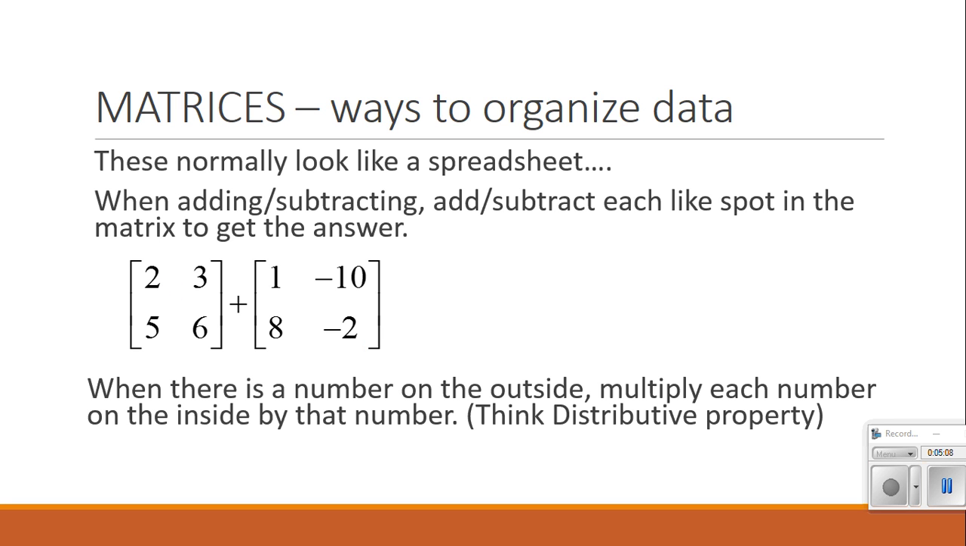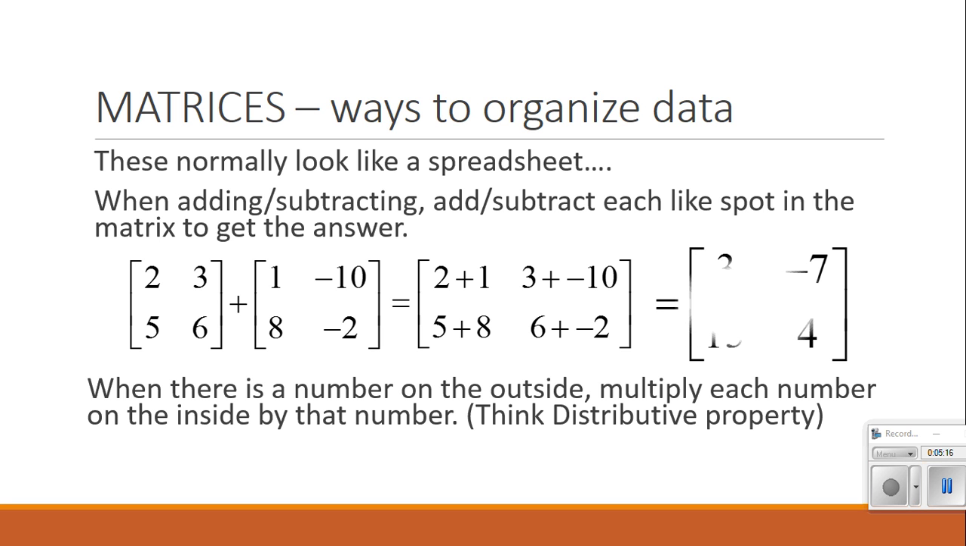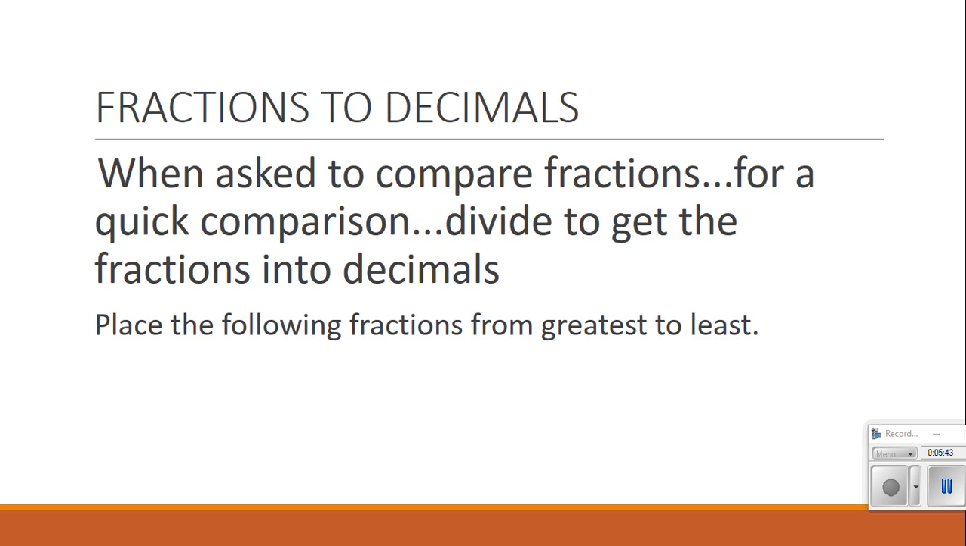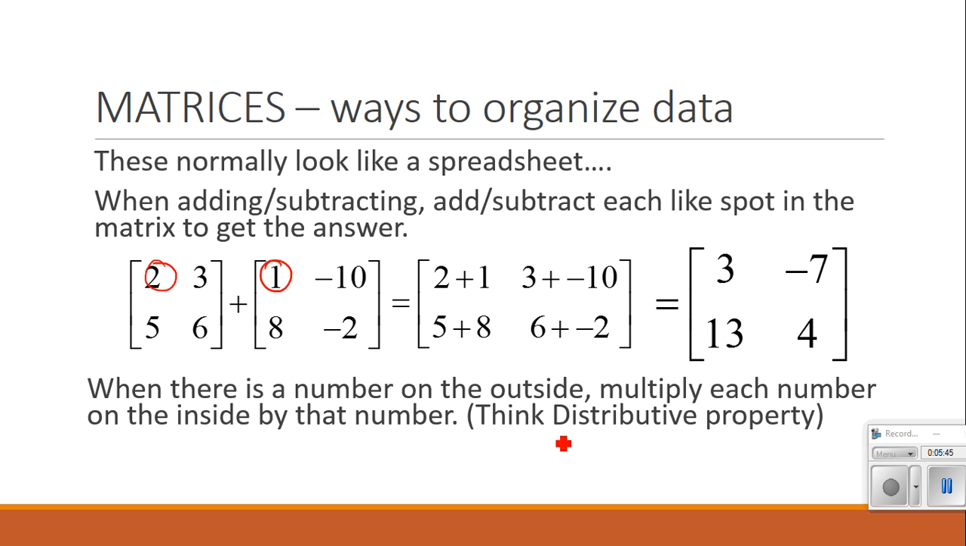So I can add 2 plus 1 and I would get 3. I could add 3 and -10 and I'd get -7. I could add 5 and 8 and get 13, and I could add 6 and -2 and get 4. So basically, you look at the spot the number is in and you add it or subtract it to the spot of the other matrix. So this relates to this one. Okay? When there's a number on the outside, basically you multiply each number on the inside by that number. So just think distributive property.